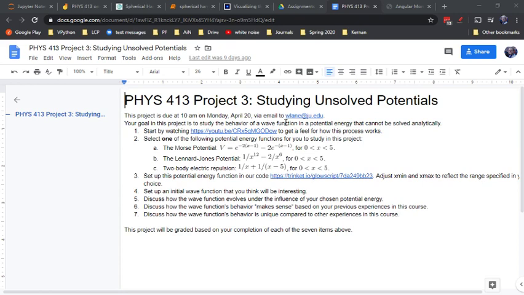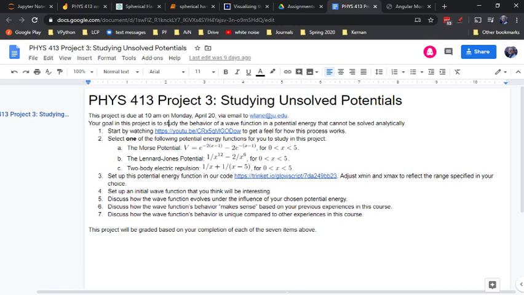This should be a pretty straightforward thing to do that shouldn't require too much technical work, I don't think. Your goal is to study the behavior of a wave function and a potential energy that cannot be solved, right? So when we get to the end of this class, we will have gone through nearly all the exactly solvable problems in quantum mechanics. If you want to study something beyond this semester, you have to use a computational tool. There's an infinite number of potentials out there that we can't solve for. So what I've done is sent you a little video that will go over how we study unsolvable potential energies.